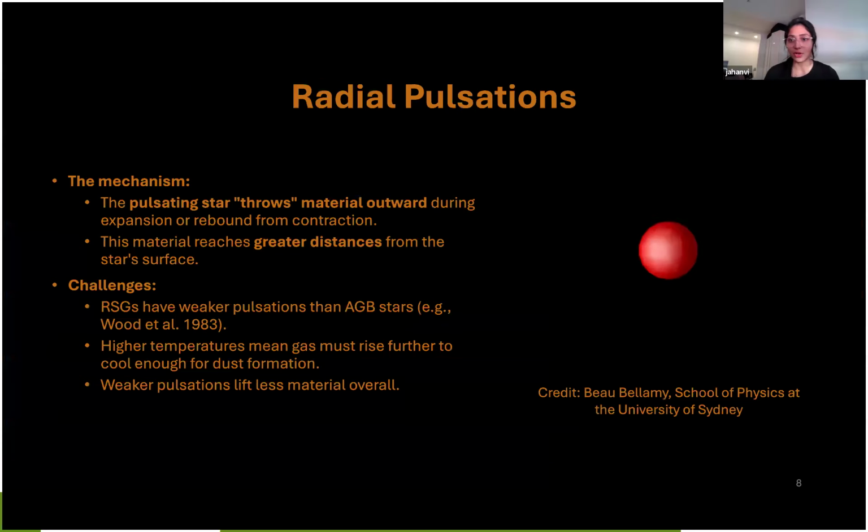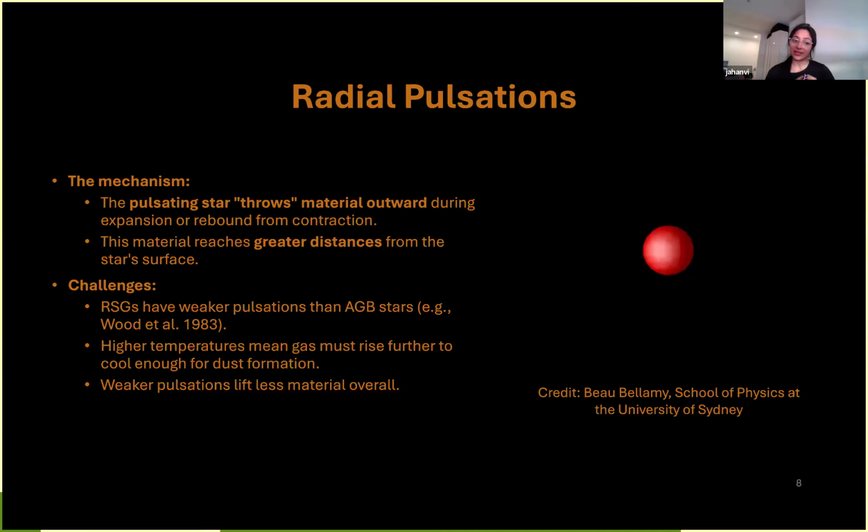But I'm going to talk about all of them one by one, so we know what we are talking about. So first, let's go to the radial pulsation. The idea of radial pulsation is that when a star expands, it throws the material outward, and when it contracts, the material falls back. And so if the pulsation is high, it will drive the material out from the star to a greater distance.